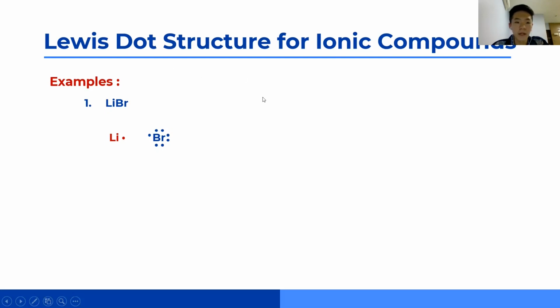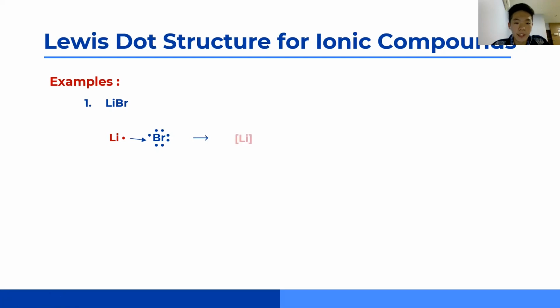And in ionic compounds, they become stable by giving and receiving electrons. So lithium will become stable if lithium gives its electron to bromine. And bromine will be stable if bromine receives 1 electron from lithium. So the dot here will go to here.